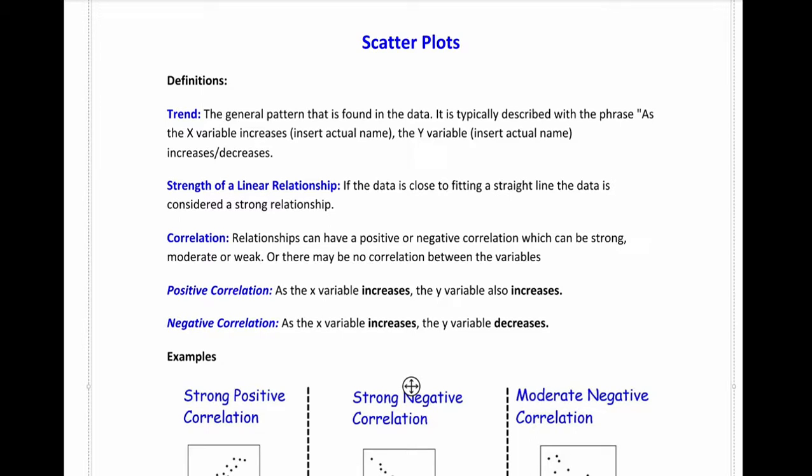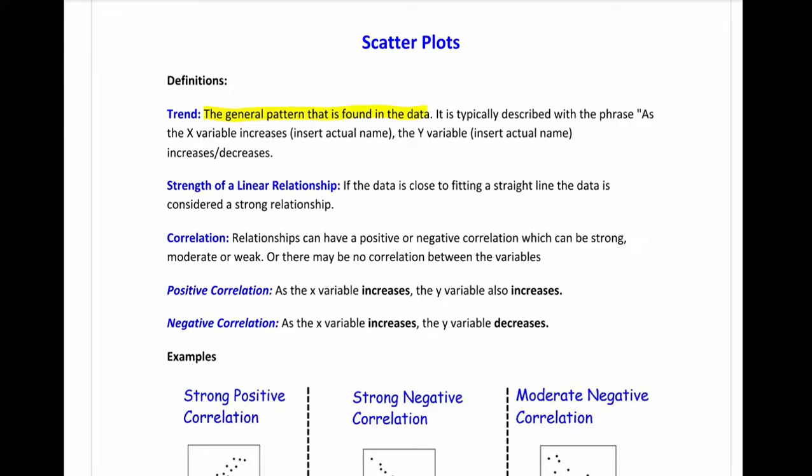The first one is trend, and the trend is the general pattern that is found in the data. It's typically described with the phrase, as the X variable increases, the Y variable increases or decreases. Depending on what you're looking at, you'd replace the X variable and the Y variable with the actual variables you're looking at, but you're basically describing how one affects the other.